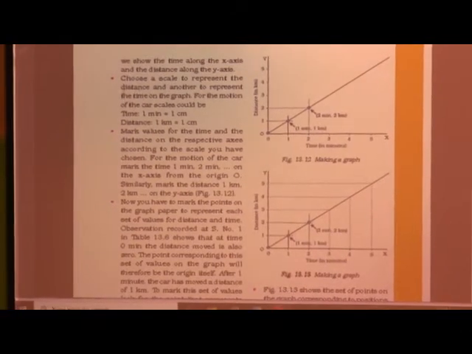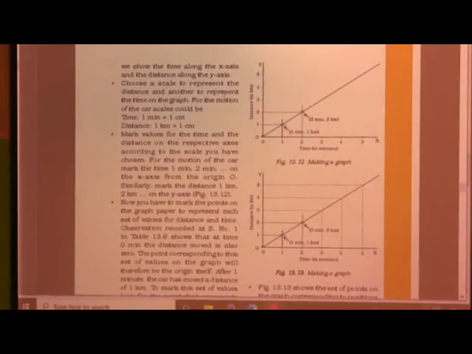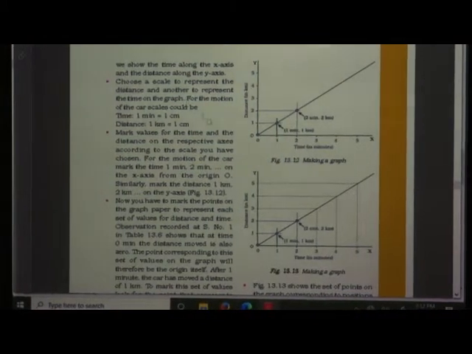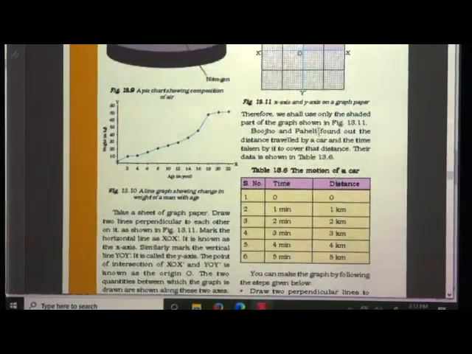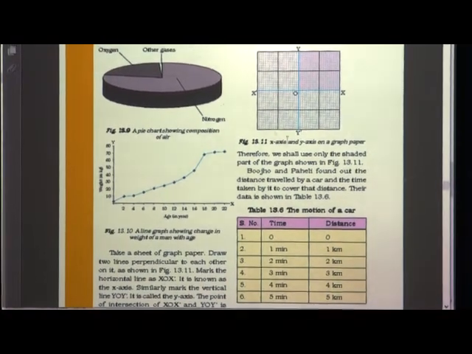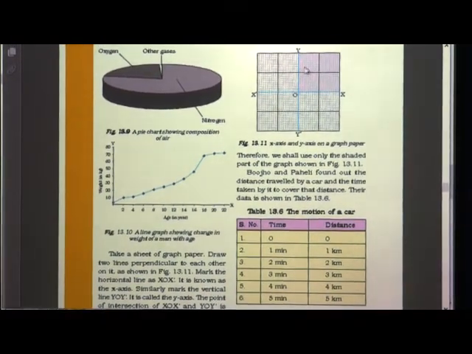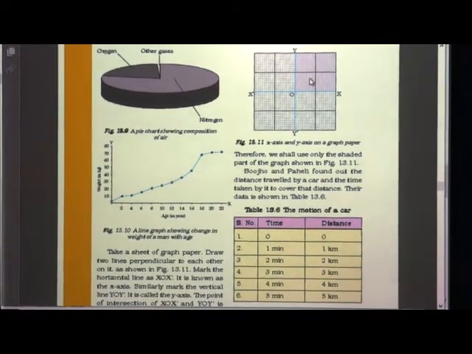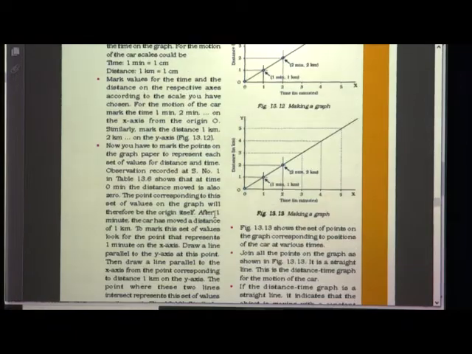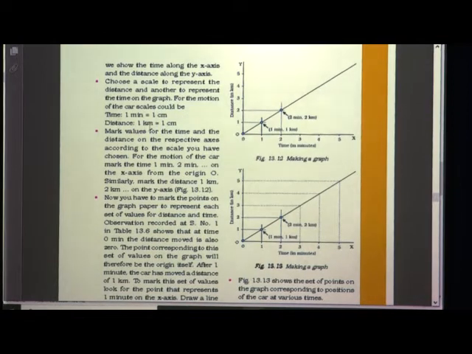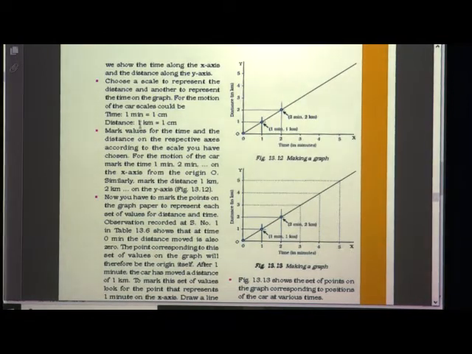In our last session we discussed choosing a scale to represent the distance and another to represent the time. We discussed how to draw OX and OY on a graph paper, and how to draw positive values on the shaded part. Then we took the scale: time is 1 centimeter for 1 minute, and distance is 1 centimeter for 1 kilometer.